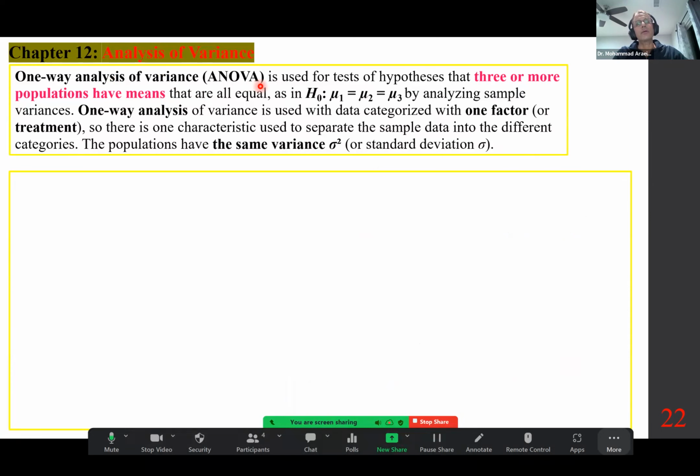One-way analysis of variance, ANOVA, is used to test the hypothesis that 3 or more populations have means that are all equal, as in H0: mu sub 1 equals mu sub 2 equals mu sub 3, by analyzing sample variances. One-way analysis of variance is used with data categorized with one factor or treatment, so there is one characteristic used to separate the sample data into the different categories. The populations have the same variance, sigma squared, or standard deviation, sigma.